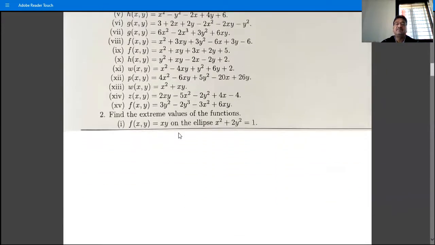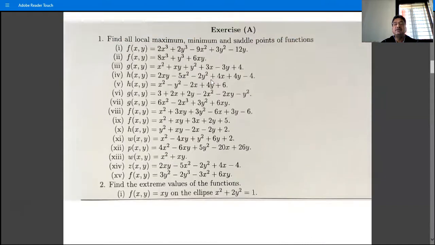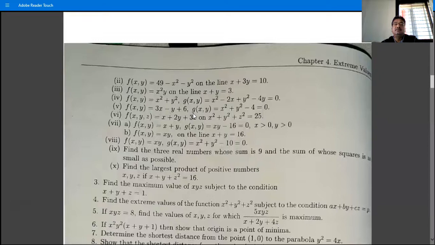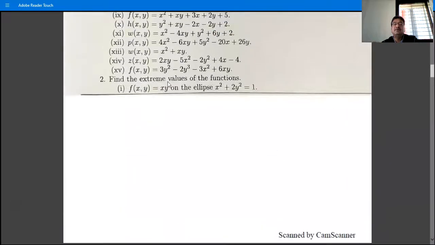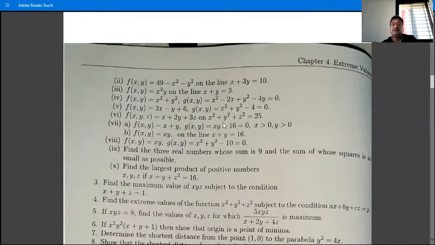This is the second type, a two variable function where a condition is given, so apply Lagrange's method for problem number 2 to find the extreme values. Apply Lagrange's method of undetermined coefficients. For this, apply the second order derivative test. These are also extreme value problems, but with two variable or three variable functions where conditions are given.